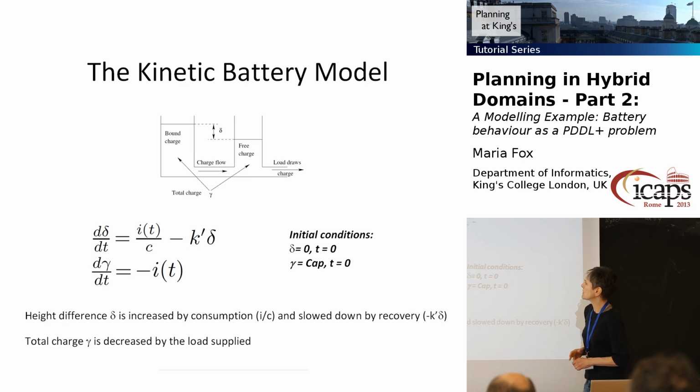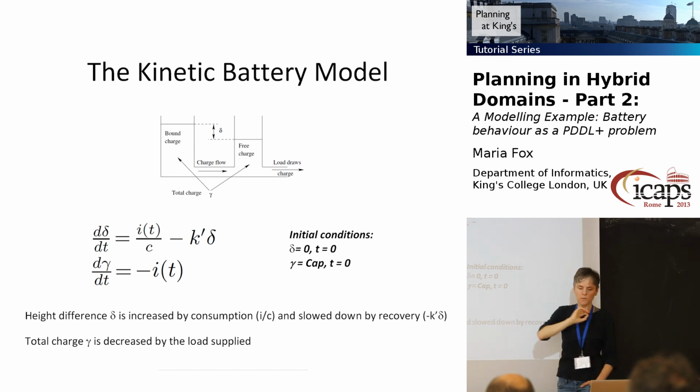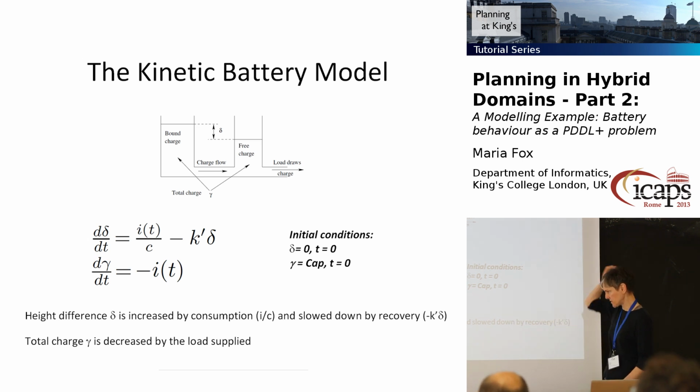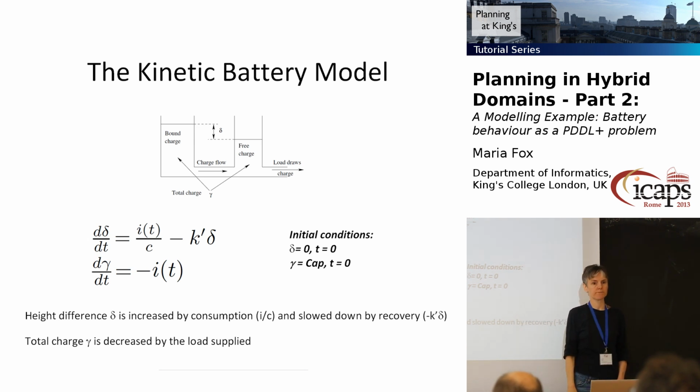Okay, so we also know at this point that we have some initial conditions: when t is 0, delta is 0, and gamma is equal to the full capacity of the battery. And our equations, as I mentioned, tell us that the height is increased by consumption and slowed down by recovery, and the total charge is decreased by the load applied. Okay, so that's then our whole model.